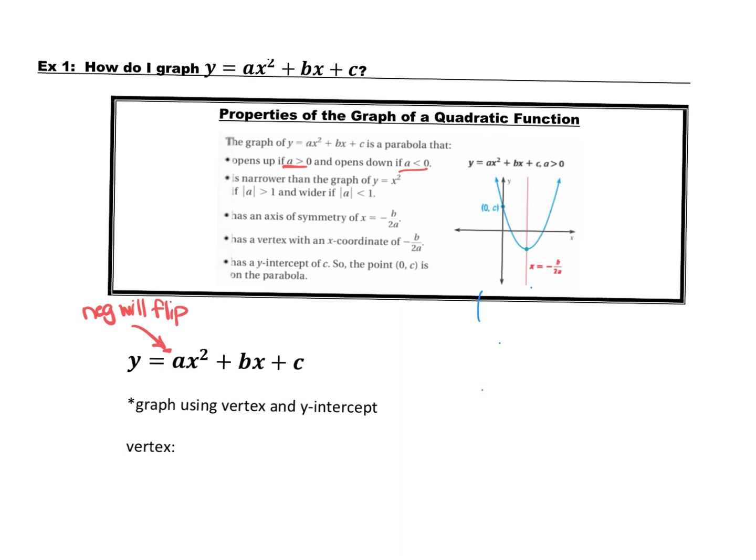Now, we also learned that if the absolute value of a is greater than 1, the graph was thinner. And we learned that if the absolute value of a is less than 1, it became wider. And we learned that the c moved our graph up and down.